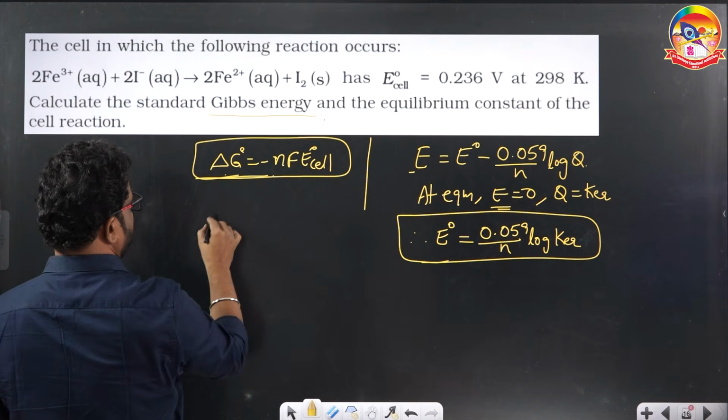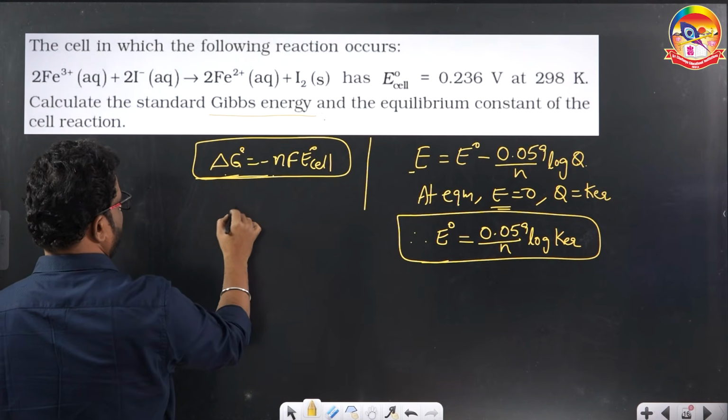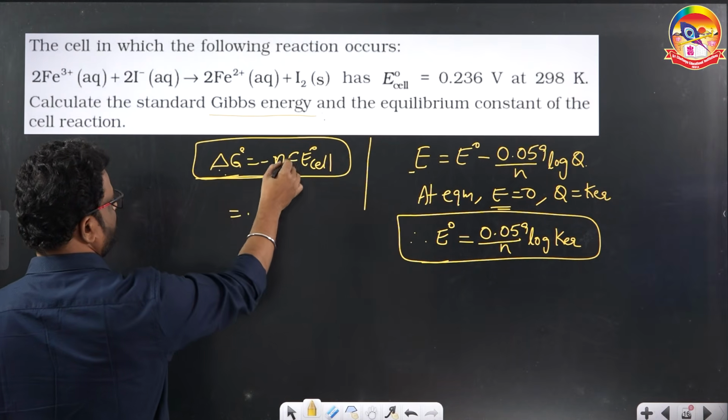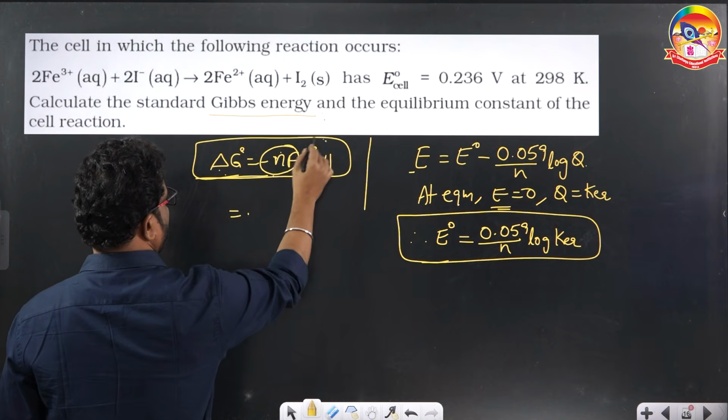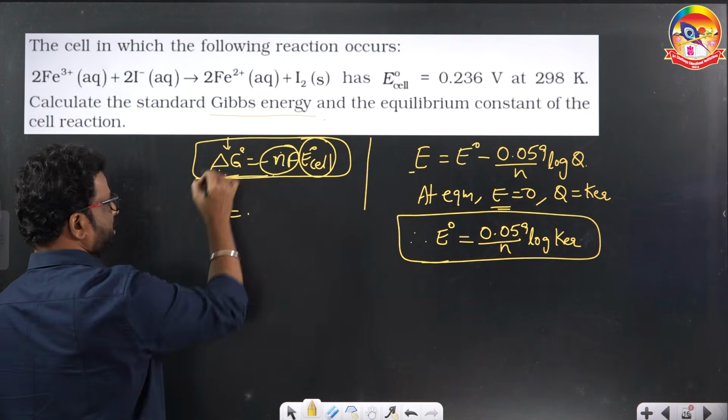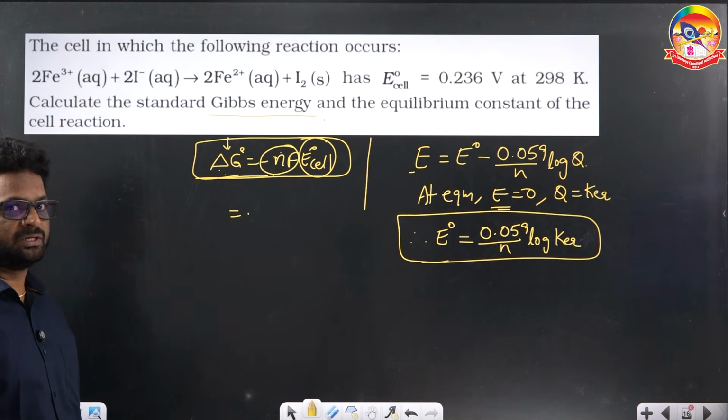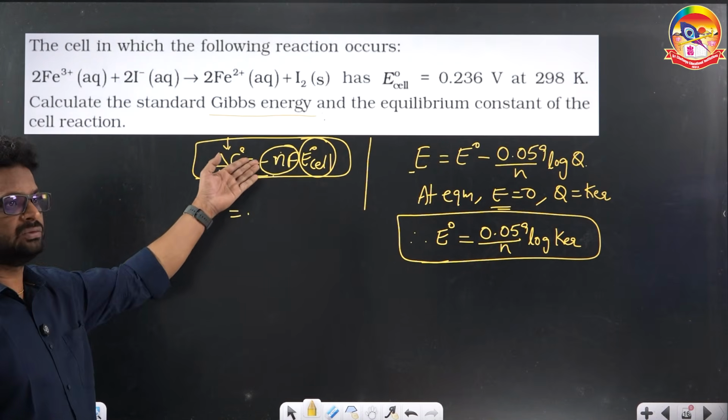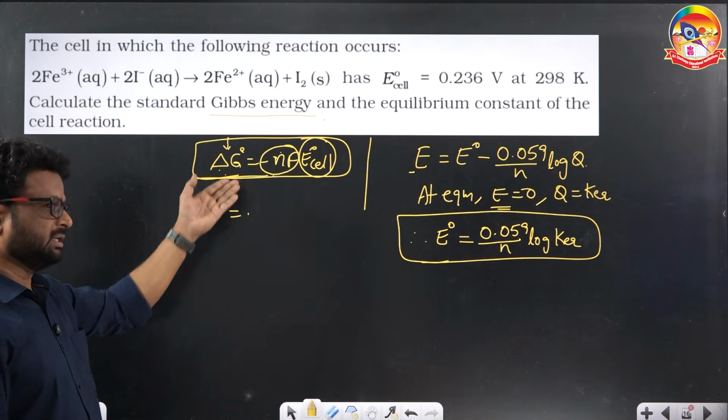Delta G naught calculation. Let us do the delta G naught calculation. It is actually delta G naught equal to the total charge into potential. Electrical work done, maximum electrical work done is equal to Gibbs free energy change, which is equal to charge into potential. That we will get that expression.